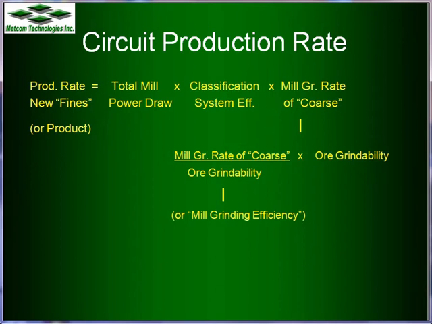Also note, by dividing the mill grinding rate by the ore grindability and multiplying again by the ore grindability to balance the equation, we are left with the ratio between the mill grinding rate of coarse material and the grindability of the same material in a test mill. This ratio between the mill grinding rate and the grinding rate in the standard laboratory mill is a measure of the ball mill grinding efficiency.